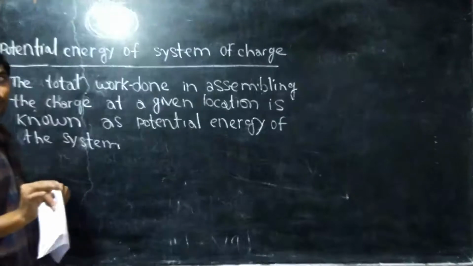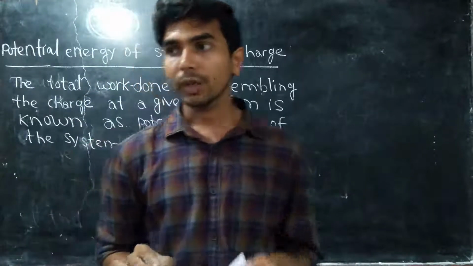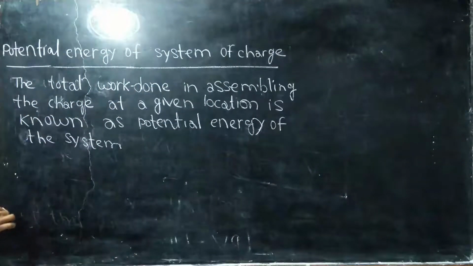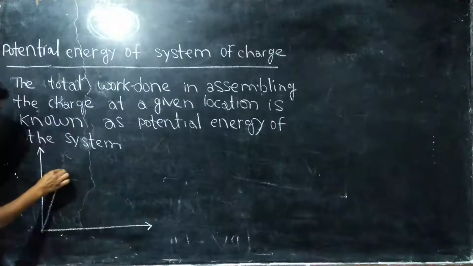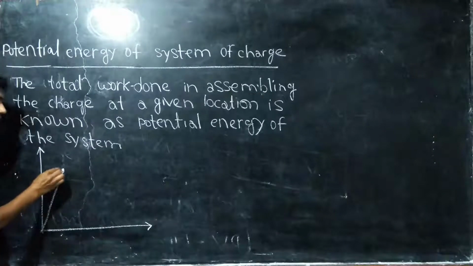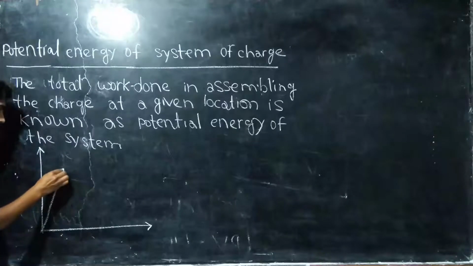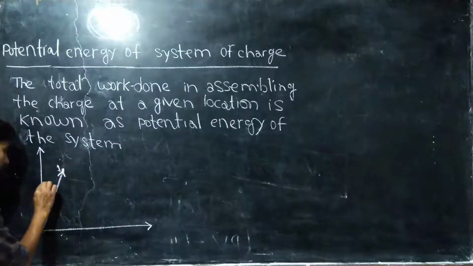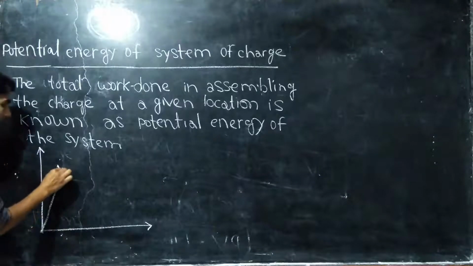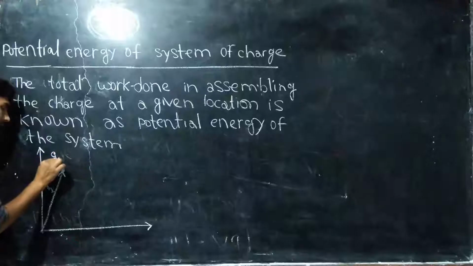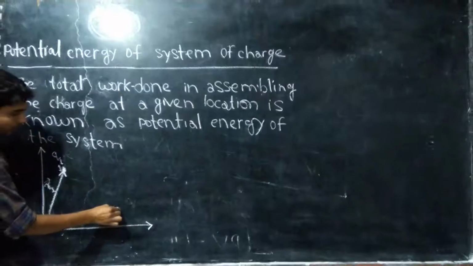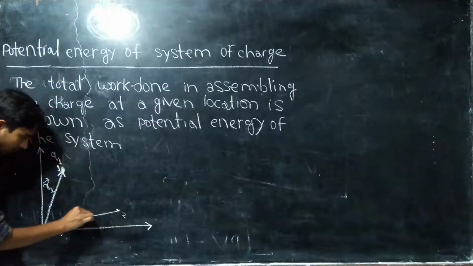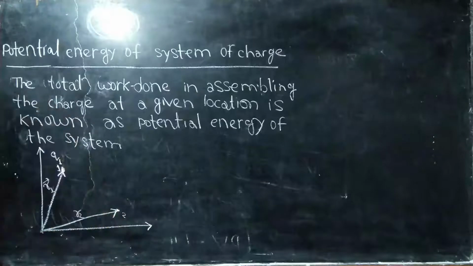Okay. So now I'm going to calculate the potential energy of a system, right? Now see this figure. 3 points are given, and at the 3 points 3 charges are present. Suppose this is your point 1, and the position vector of point 1 is r1 vector. Here charge q1 is present. Suppose another point is here. This is your point 2 and the position vector of this point 2 is r2.